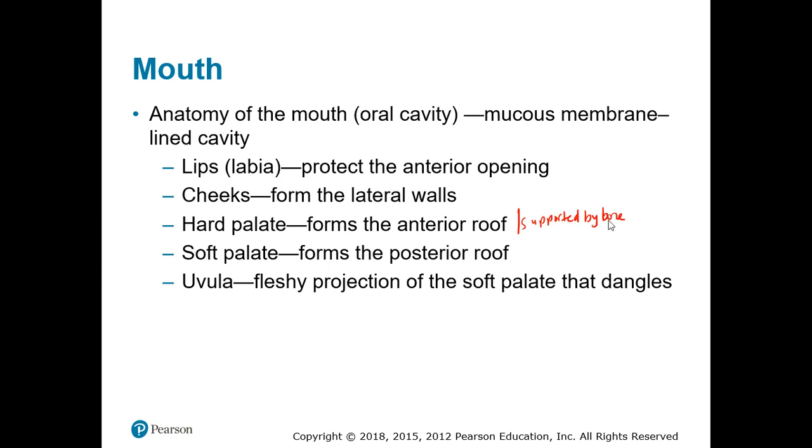The soft palate, this is more towards the back of your mouth. It's the posterior part of your mouth, and this one's not supported by bone, so it tends to feel more squishy. And then in the very back of your throat, the uvula is a fleshy projection of the soft palate that dangles there towards the back of your throat.